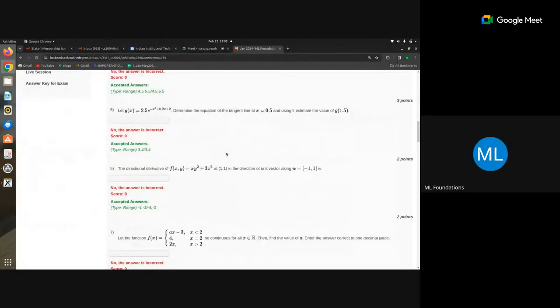PCA is for dimensionality reduction, yes. Sir, how many questions will be there in quizzes? You can expect around 12 to 15 questions in that range. And what is the weightage weekly? I am not sure about that, but you can say it's around 25% each week. It may differ, like 20% or 30%, but all the weeks will have almost equal weightage.